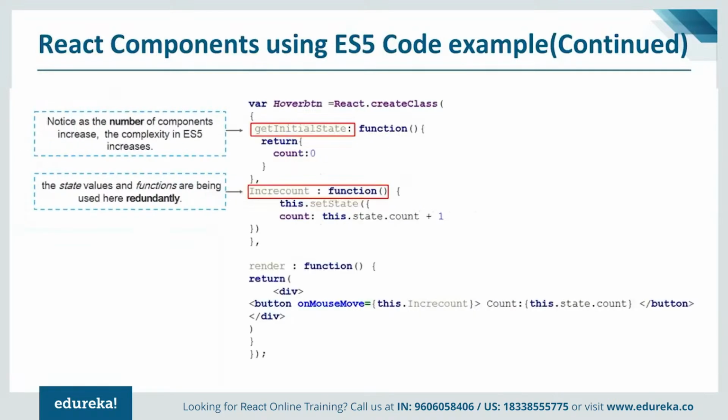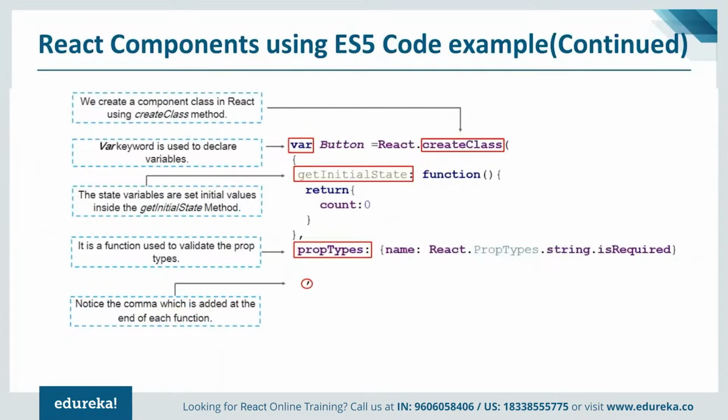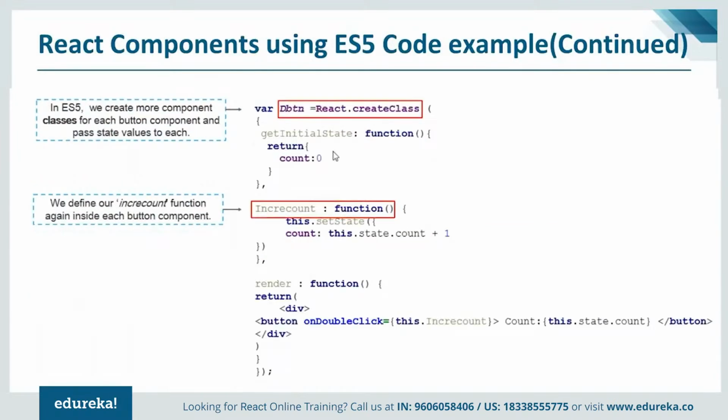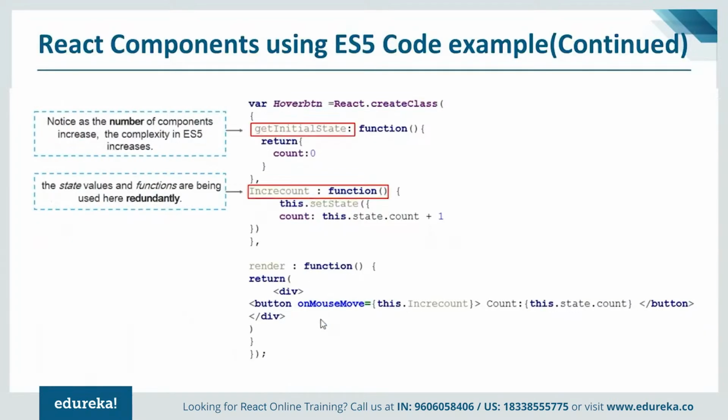I'll repeat very quickly once again what we did and how we started. We started by creating a component for a button that will be a single click button, because we are using the onClick event of that button. Then we created a second component for the double click of the button, and we used the onDoubleClick event for that. Then we created a third component, which is the hover button, for showing the increment counter when the user hovers on that particular button, and we are using the onMouseMove event here.